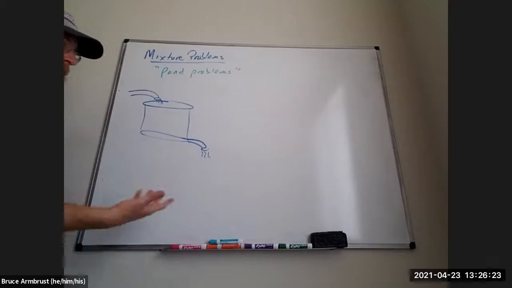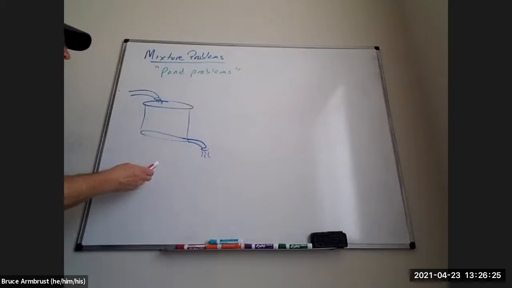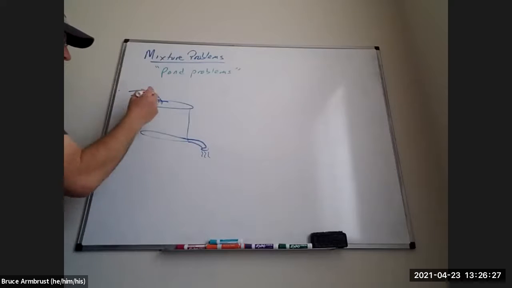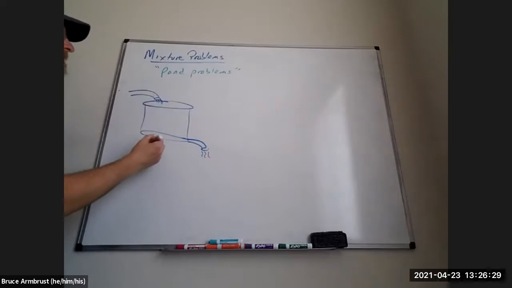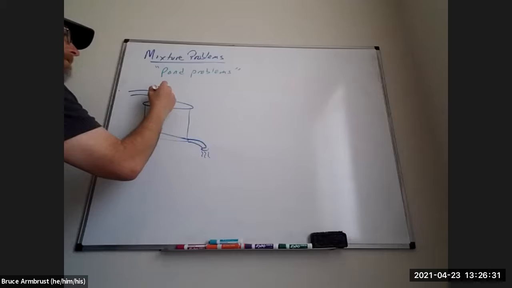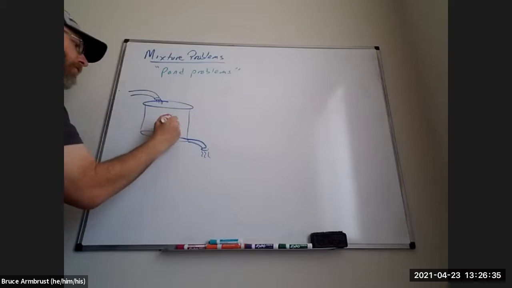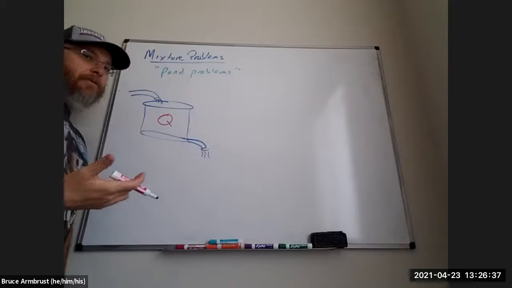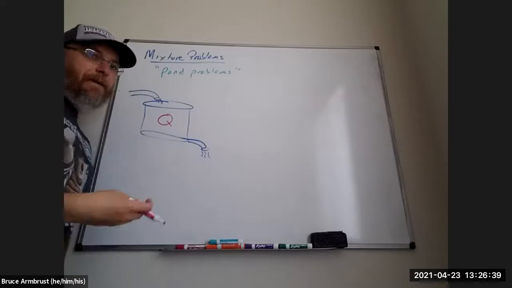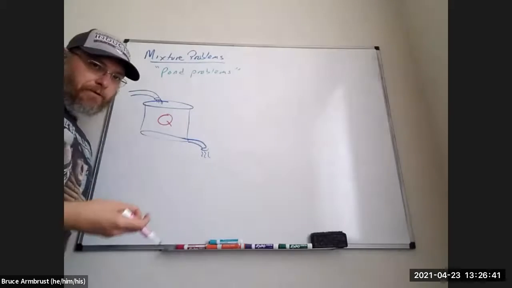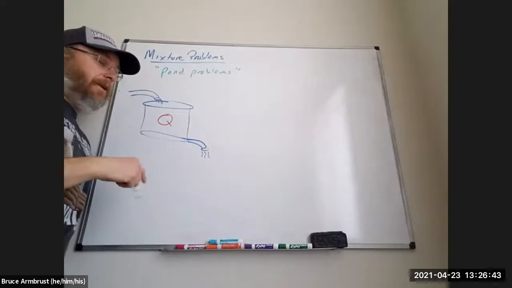Now, where the differential equations will come in here is if we think about this as stuff flowing in and flowing out, there's going to be a change in our concentration. So let's say Q is the thing that we're interested in. It's the amount of salt. It's the amount of pollutant. It's the amount of whatever in a mixing problem.